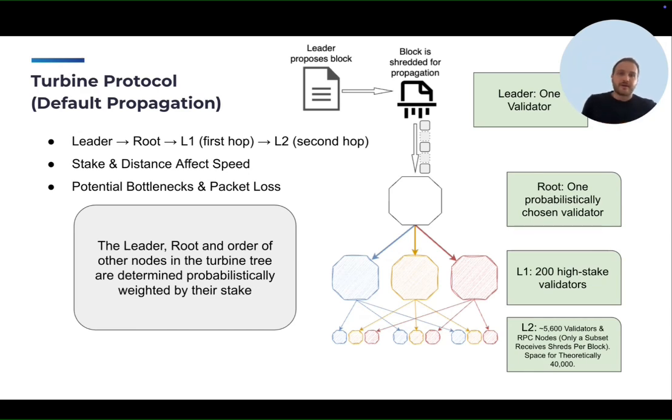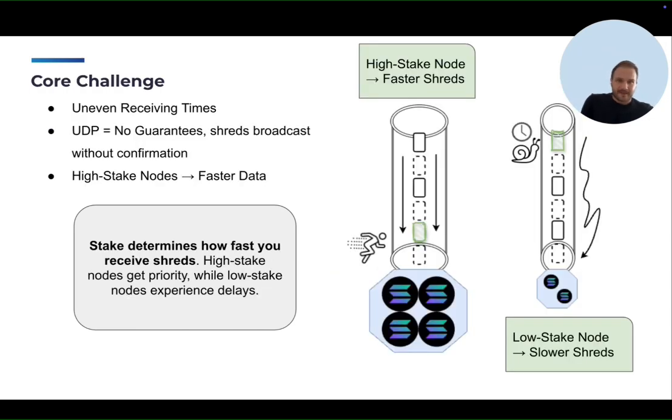Now, the point to make here is that ultimately where you are in that turbine tree is determined by how much stake you hold. So although this changes, if you have more stake, you're going to be higher up in that turbine tree. And what this ultimately means is you're going to be receiving shreds faster than the nodes or validators with less stake in the network or no stake at all.